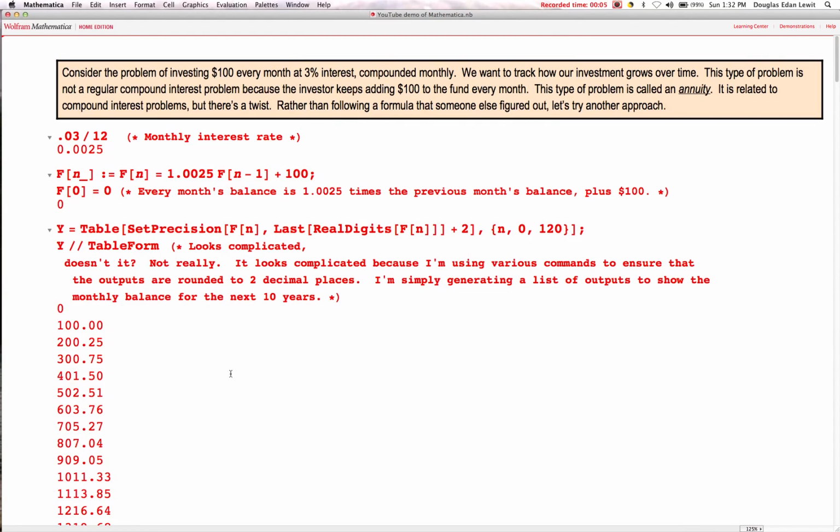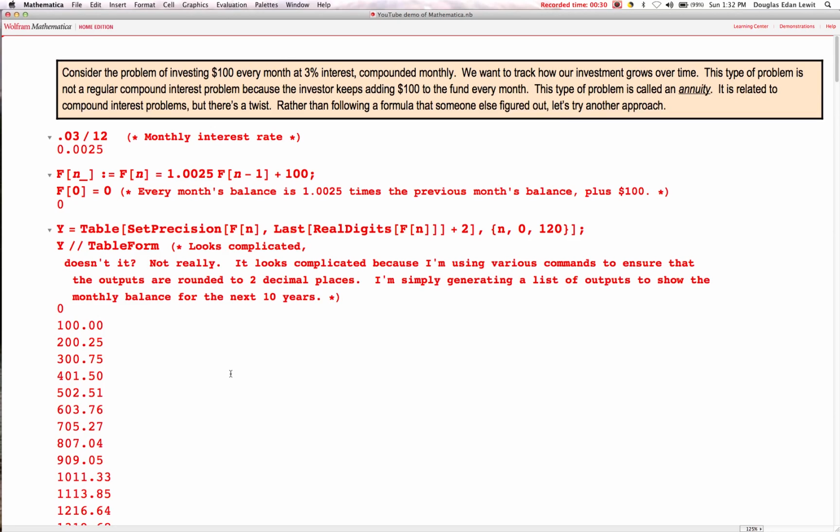Your Algebra 2 instructor, and we are going to do a lesson involving compound interest. Let's read the problem at the top of the page. Consider the problem of investing $100 every month at 3% interest, compounded monthly. We want to track how our investment grows over time.